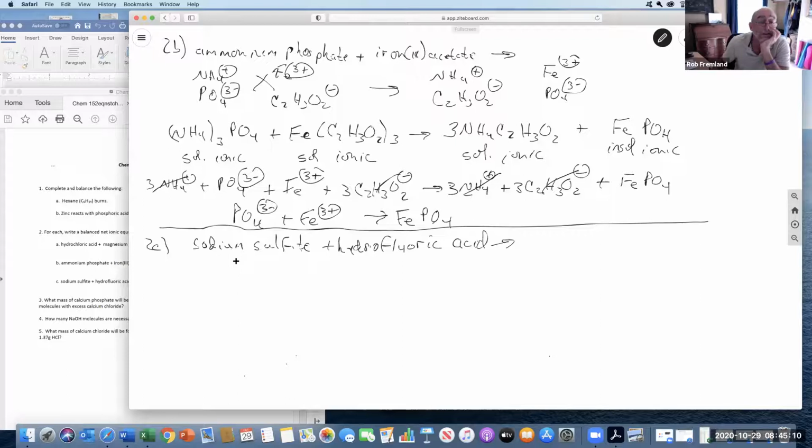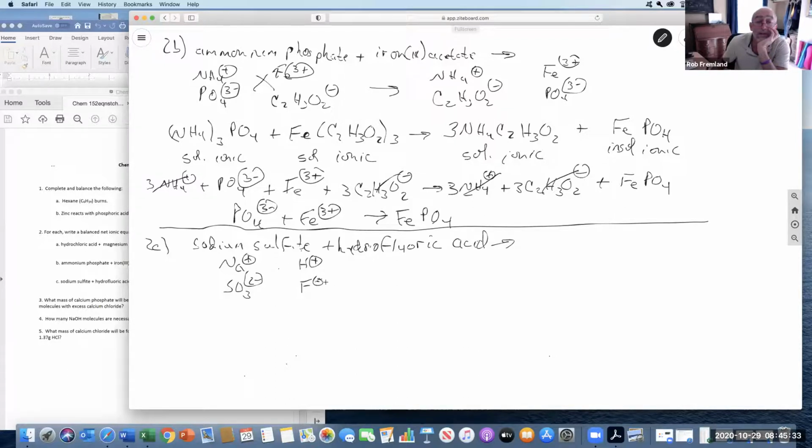All right, so sodium sulfite. Sodium is Na+. Sulfite is SO3 2 minus. Remember, the -ate is the one you have to memorize. The -ite you can figure out. Hydrofluoric, that means it's just H and F.